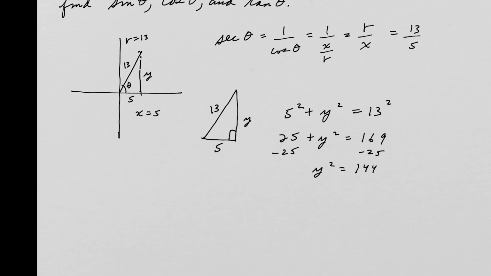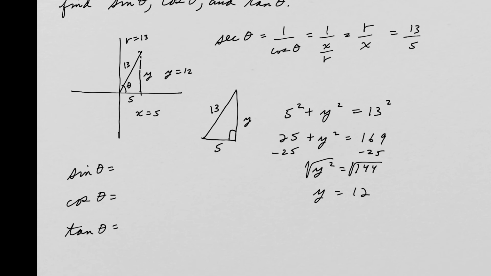And then finally, if I take the square root of both sides, it should normally be plus or minus, but in this case, it's a length, so it has to be positive. So y must be 12, right? So we just found that y is equal to 12. So now we can answer our questions, right? So we can find sine of theta, cosine of theta, and tan of theta. Because remember, by definition, sine is y over r, cosine is x over r, and tangent is y over x.